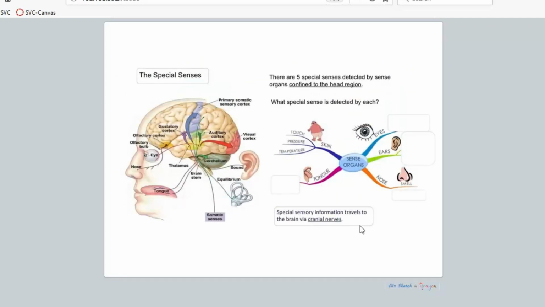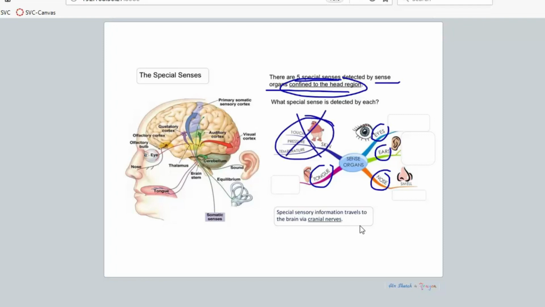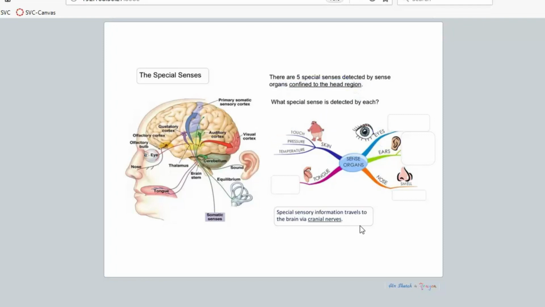All right, on to the special senses. So there are 5 special senses, and they're detected by sense organs that are all confined to the head region. So we have the tongue, the nose, the ears, the eyes. And this is the skin. This is not a special sense.